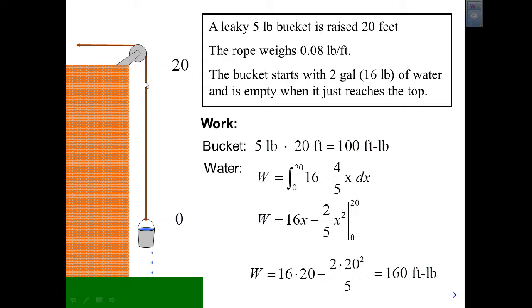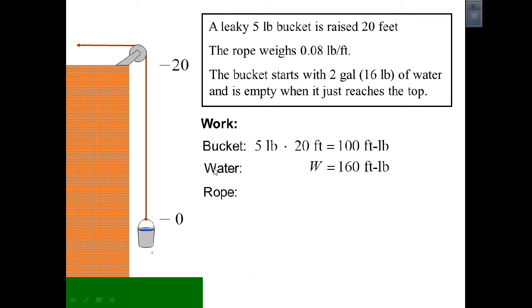It's going to take 100 foot-pounds to get the bucket up. So right now we are at the point where we know that it's going to take at least 260 foot-pounds of work, because 100 foot-pounds for the bucket, 160 foot-pounds for the leaky water, or the water that's leaking out. Technically, water can't be leaky, can it?